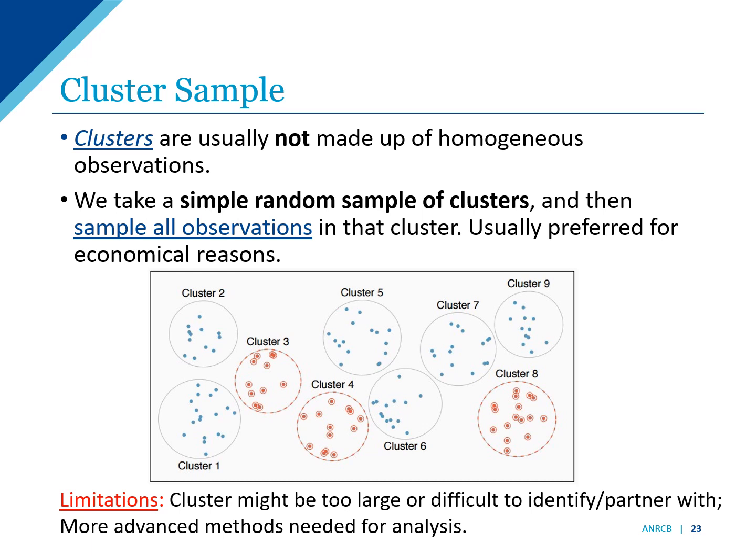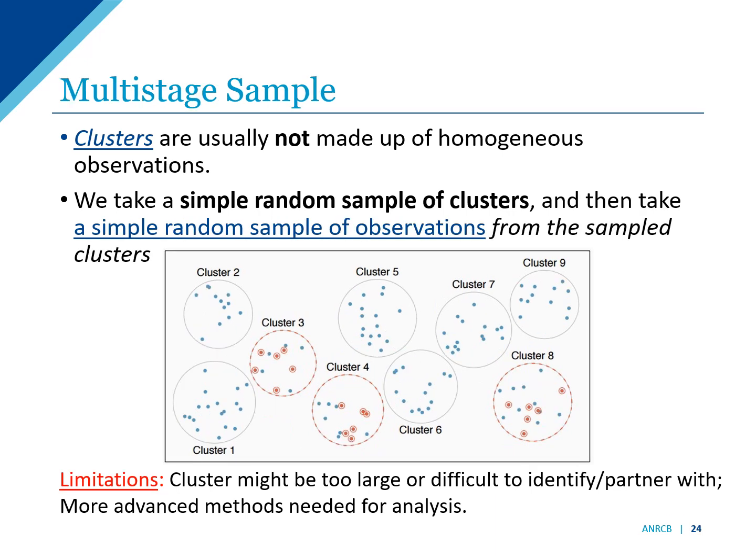In cluster sampling, clusters are a form of group determined by mutable or changeable characteristics, like geographic location, hospital, school, and so on. Clusters are typically not homogeneous, so we can take a simple random sample of clusters and then sample all observations or individuals within that cluster. This is usually a preferred method for economic reasons. Limitations can be that a cluster may be too large or difficult to identify or partner with, and that more advanced statistical methods are needed to analyze the data.